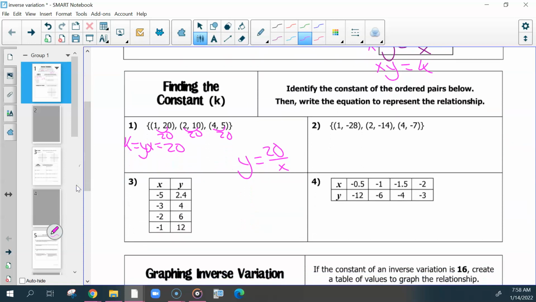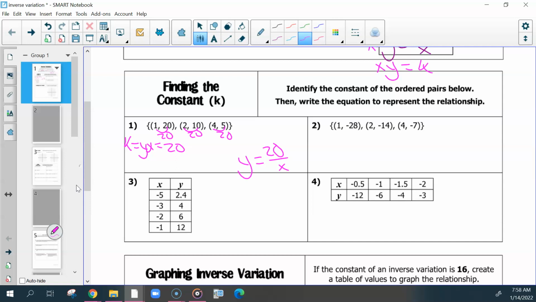Before we do one more, does anyone have questions on how we set this up, how we found that equation? Jake? So that would just be the answer? Yeah, this would be your final answer, your equation. Right? Let's do one with the table.